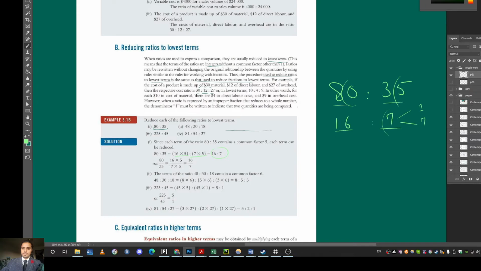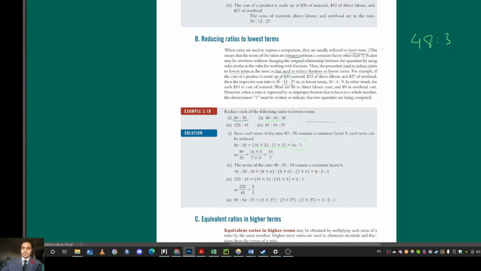And you can see he can also do it in this form, in the fraction form as well. Now next, the terms of the ratio 48, 30, and 18 contain a common factor. Okay, so this is the example he's doing. 48, 30, and 18. Again, the common factor we can see here is 3. For sure there's 3, right?